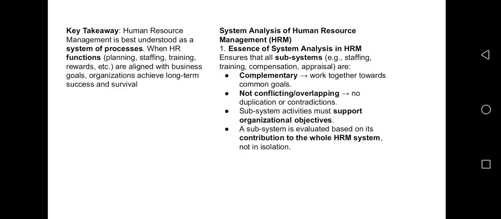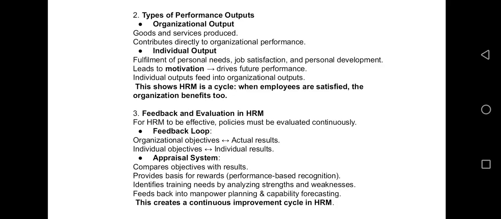Subsystem activities must support organizational objectives. Lastly, a subsystem is evaluated based on its contribution to the whole HRM system, not in isolation. Types of performance outputs. 1. Organizational output. Goods and services produced contribute directly to organizational performance.